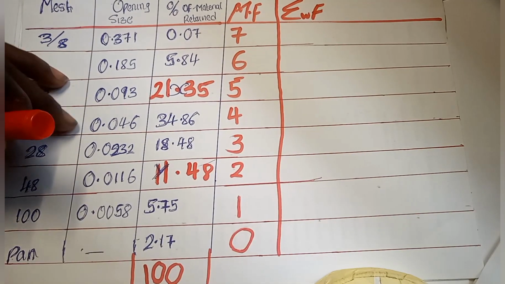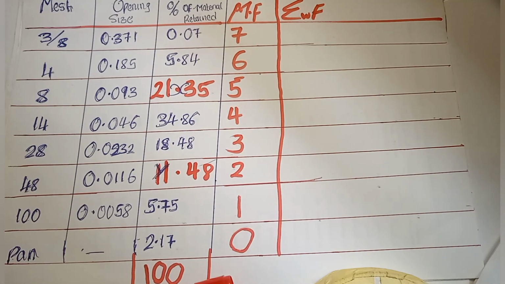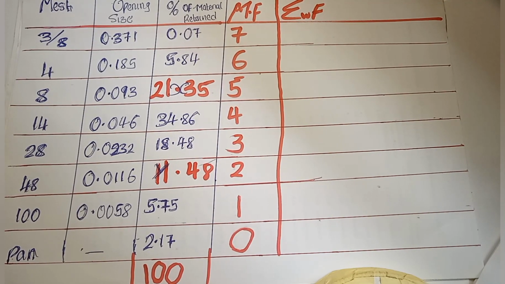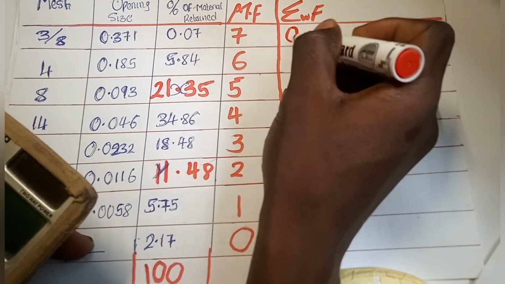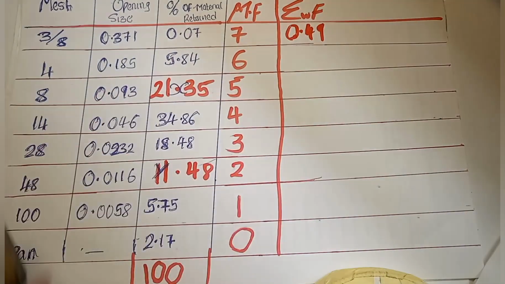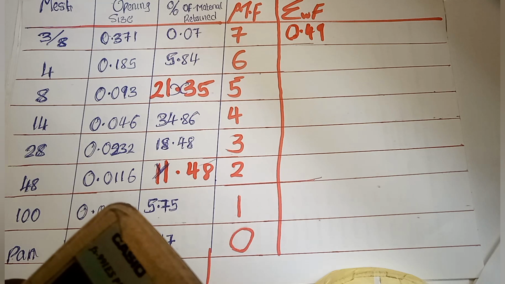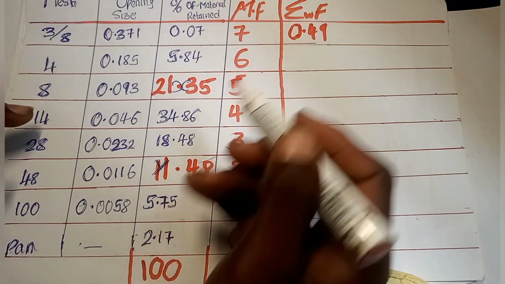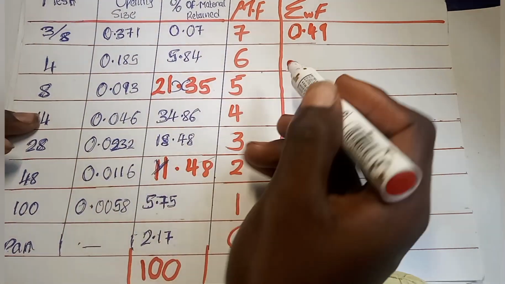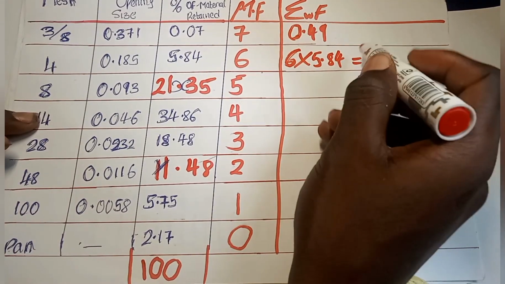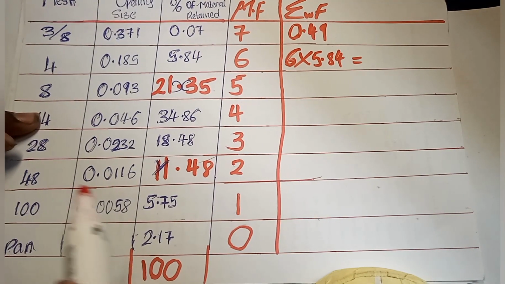So 7 multiplied by 0.07 will give me 0.49. Then 6 multiplied by 5.84 will give me 35.04.